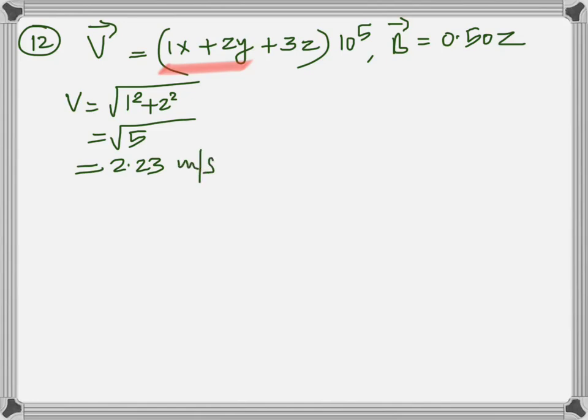So you only take the components of the velocity that are at right angles to the magnetic field, because if it's parallel, no force acts. So you only take the coefficients of x and y, which is 1 and 2, square them up, add them to find the magnitude of the velocity. And then use that velocity in mv by qB.